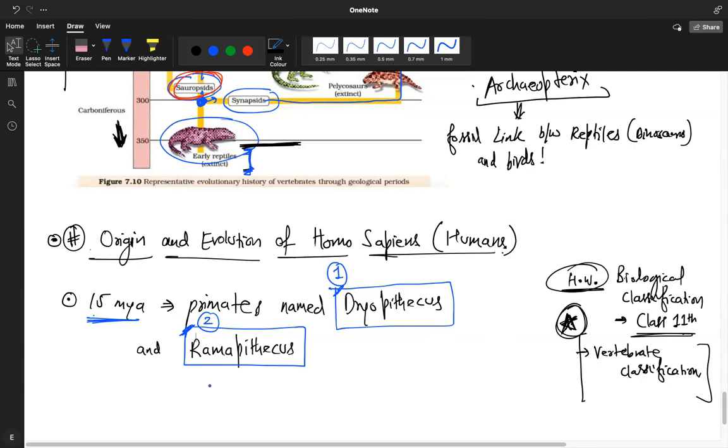It can actually erect itself. You must have seen chimpanzees and gorillas when they are fighting, beating their chest, making a ferocious sound, trying to scare off the opponent. Do you understand what I'm talking about? Yes, sir. But that does not mean that they can comfortably walk on two feet. That's what even Ramapithecus and Australopithecus were like.